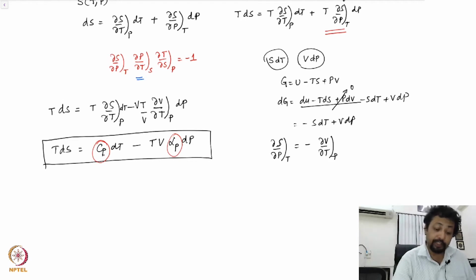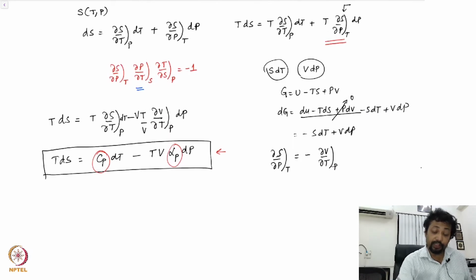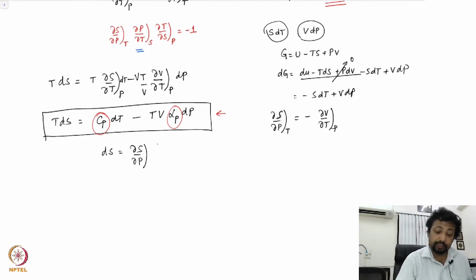If you know the temperature dependence of the specific heat and the pressure dependence of the expansion coefficient, then you know the answer. Now I am asking, if you want to measure the change in entropy when S is a function of T and P, let's say dT is fixed, an isothermal process, it is just del S del P at constant temperature dP, which is minus T V alpha P dP. Simple.